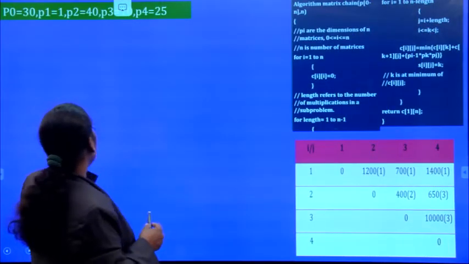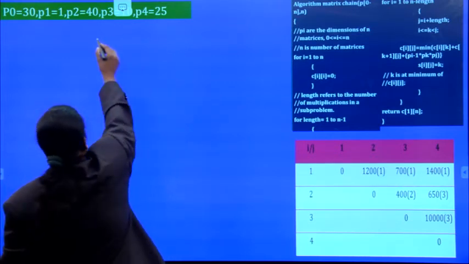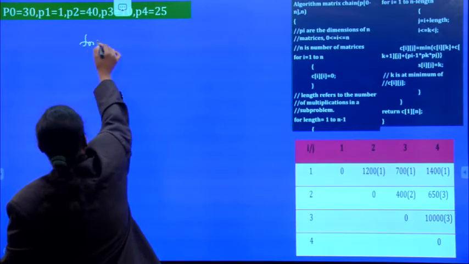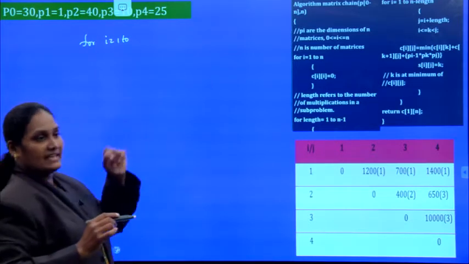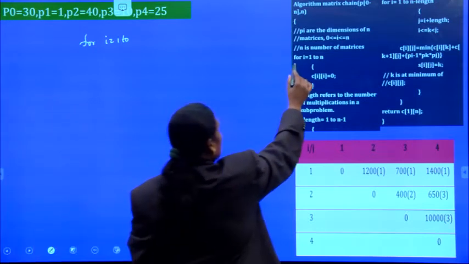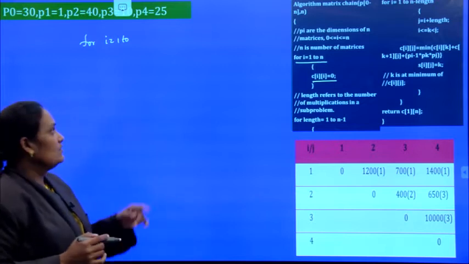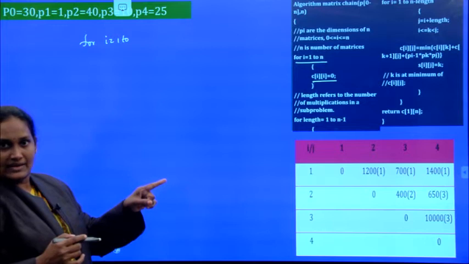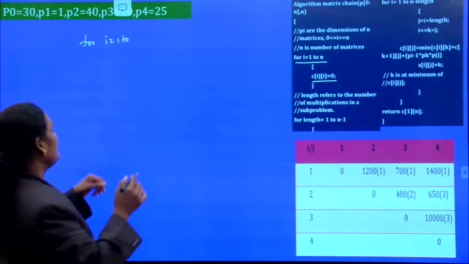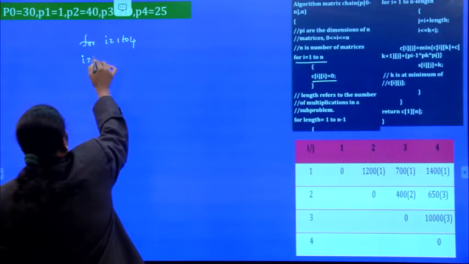Let us see how to obtain these values. First, for i is equal to 1 to n, C[i][i] is equal to 0. What is the n value? n is the number of matrices. Here I have given 4 matrices, 1 to 4. So i takes 4 values.